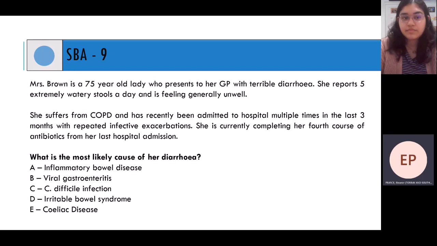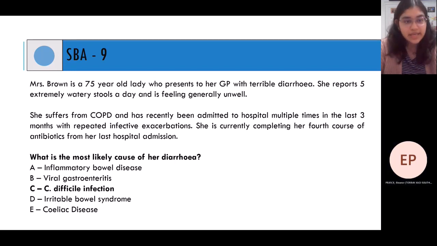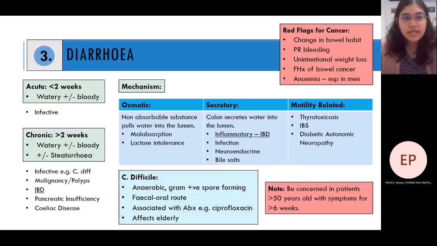So lots of people have gone for C. Yep, exactly. So key risk factors are repeated courses of antibiotics, and this can lead to C. difficile infections, which can be actually quite debilitating, especially in the elderly population. They can become very unwell with these, with C. diff.